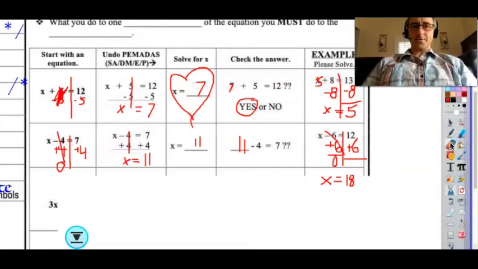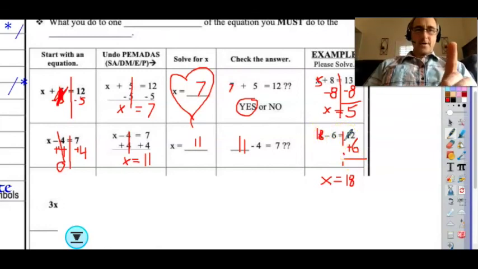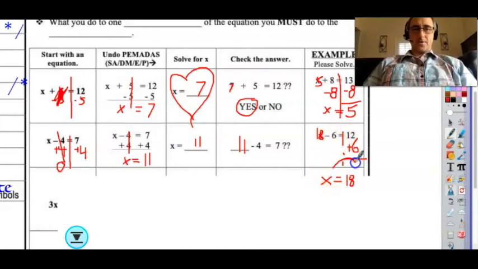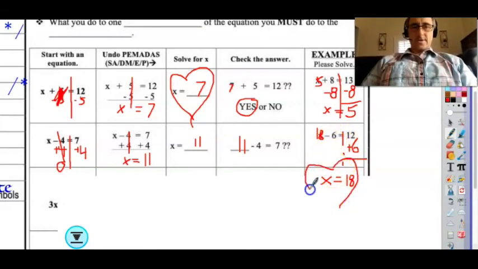You should be asking yourself that question. How could I check it? That's right. We're going to put an 18 where the x was. Then we put this into our calculator. 18 minus 6. Double check. Yes, it's 12. So I'm going to circle this with a heart to set my work apart.